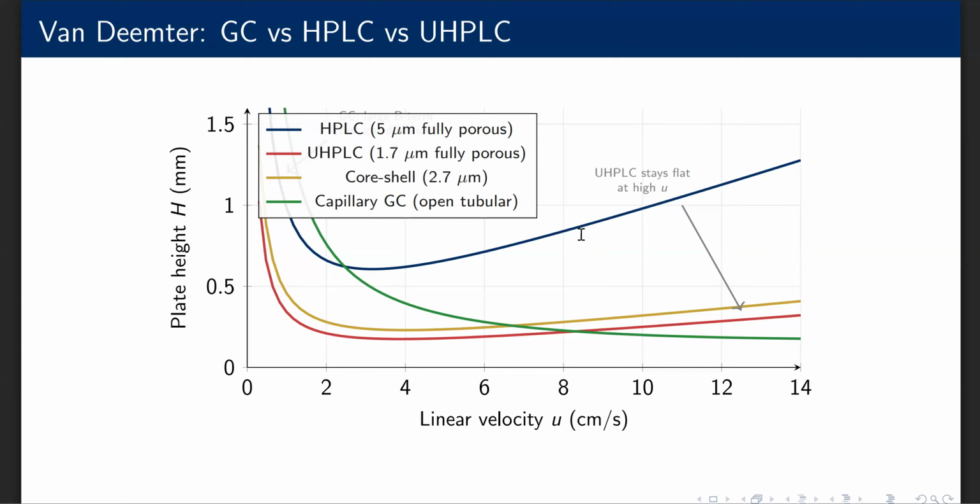The gold curve shows core shell particles at 2.7 micrometers. These nearly match UHPLC performance, but at conventional HPLC pressures. The solid core eliminates the long diffusion paths inside the particle. This has been one of the most important practical advances in the last 2 decades. Finally, the green curve is capillary GC. No A term because there are no packing particles, a very large B term because gas phase diffusion is fast, which is why the curve rises steeply at low velocities. But the C term is tiny, so the curve stays very flat on the right side. Capillary GC achieves the lowest absolute plate heights of any technique.